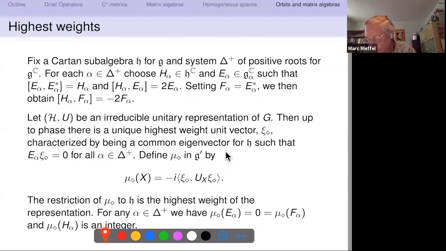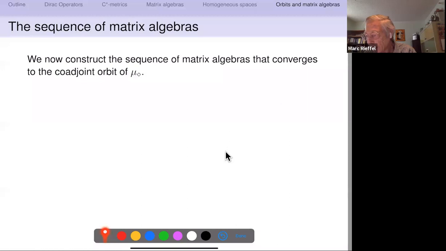So anyway, for that choice of linear functional, it's 0 on the rest of the space, and so now we've chosen our fixed representation, but now I want a sequence of matrix algebras that are going to converge to the coadjoint orbit.